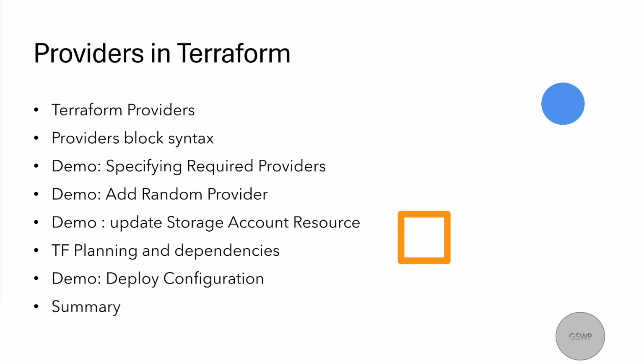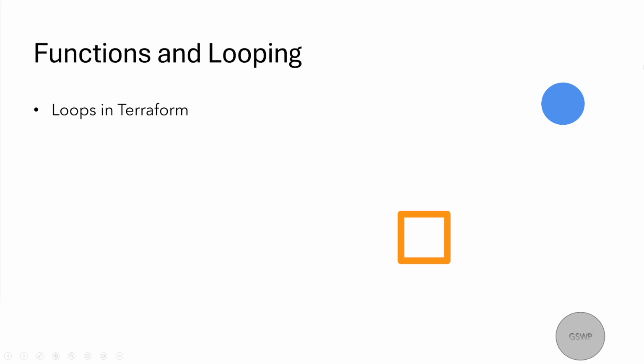Otherwise, always use HashiCorp or some authenticated providers only. That's all from this course. We will move on and discuss the next course about functions and looping.